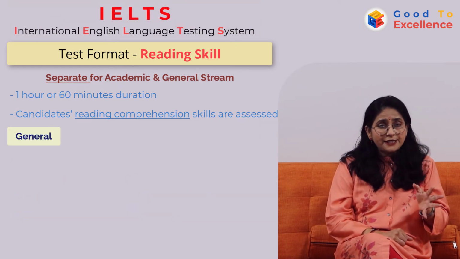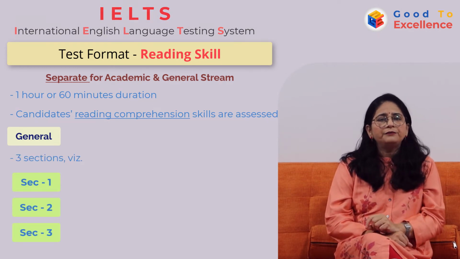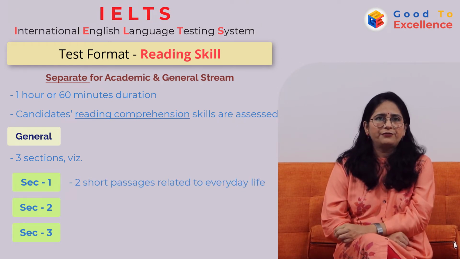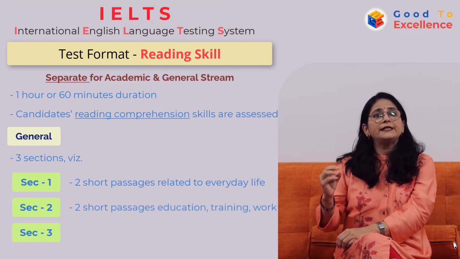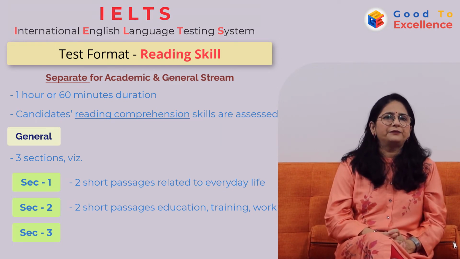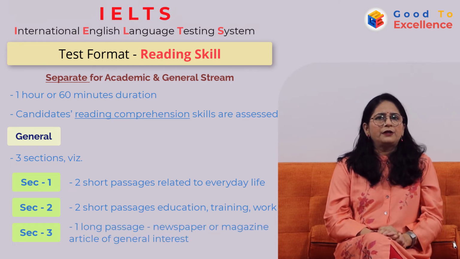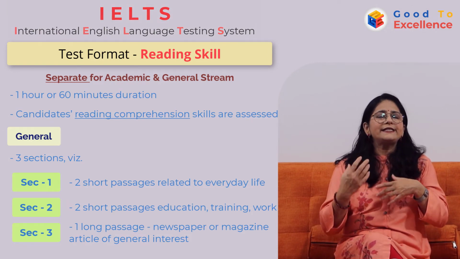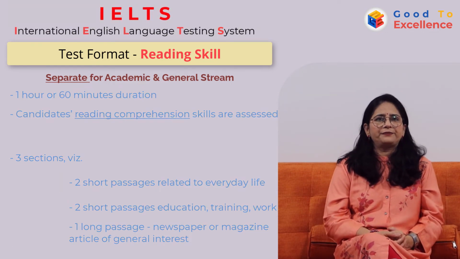For general candidates, you have 3 sections. In section 1, you get 2 short passages related to everyday life. Section 2 has two short passages. These are on education, training or work. Section 3 has a long passage which is taken from a newspaper or magazine. Basically, it's an article from a newspaper or magazine of general interest.